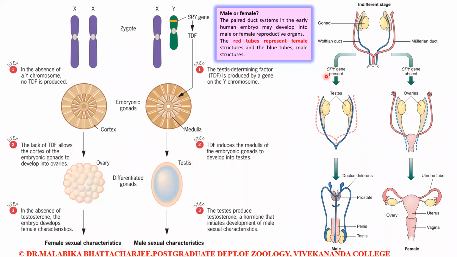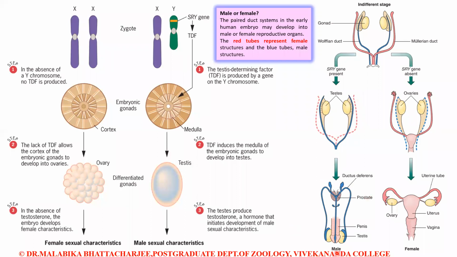These are the embryonal gonads. In the presence of the SRY gene, as I showed here, the SRY gene is capable of producing the testis determining factor. So in the presence of the SRY gene, the medulla of the embryonic gonads is induced to develop into testes, while the female structures degenerate. As you can see, the Mullerian duct is degenerating, and finally the testes develop, that is, the male gonadal structure development is completed.